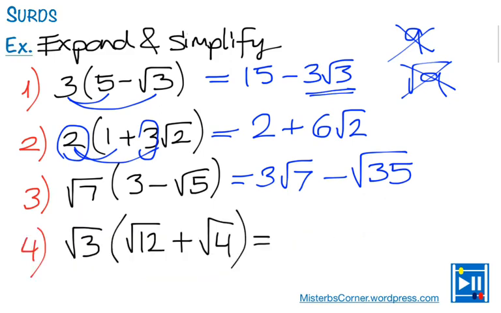Now in this example, we again multiply with root 3. And what I'm going to get is, this is root 3 times root 12, root 36.